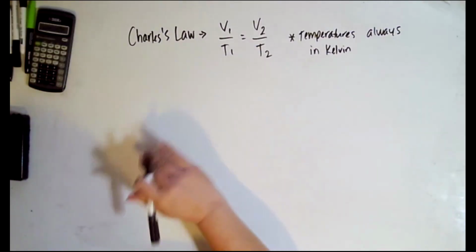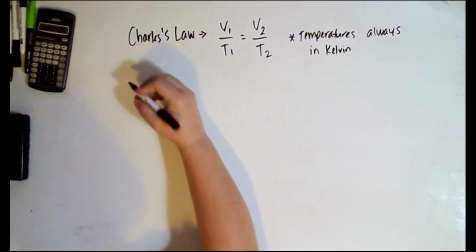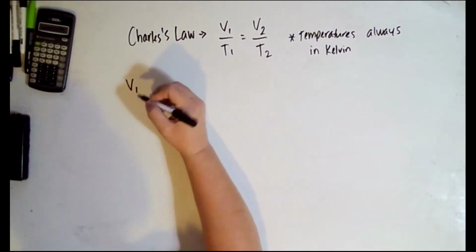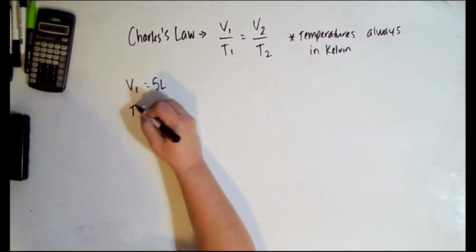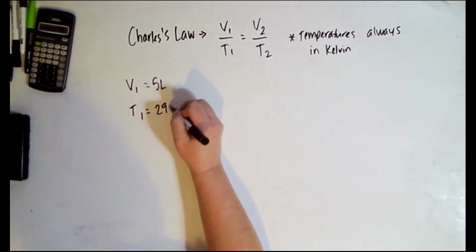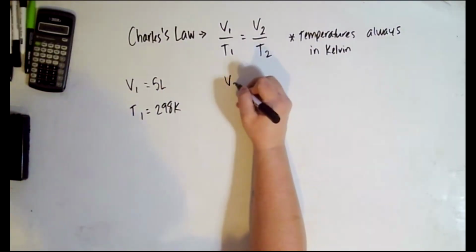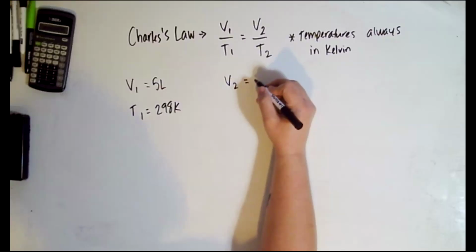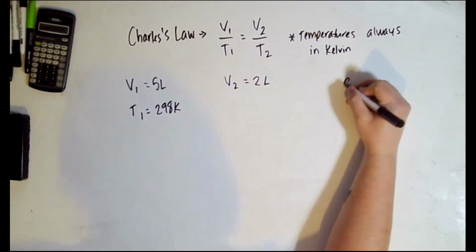All right, so for this one, again, we'll set up our variables first. I think that's the easiest way to start. We have V1 is going to be 5 liters, and T1 in this case is 298 Kelvin. Very helpfully, they already gave us a temperature in Kelvin. And they're telling us that V2 is going to be 2 liters. Okay.